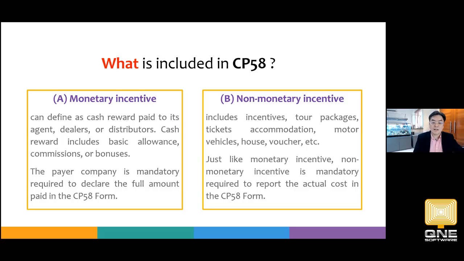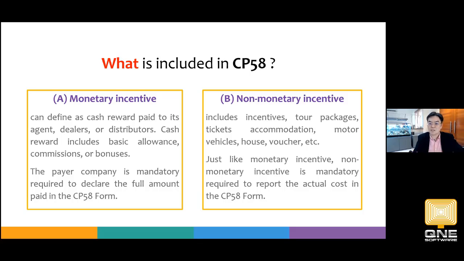Bear in mind they are not your employees. They are not under your employment. They are your agents, dealers, and distributors. So the payer company is mandated to provide and declare the full amount paid in the form. So this is the first part.